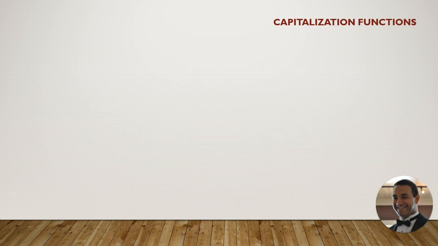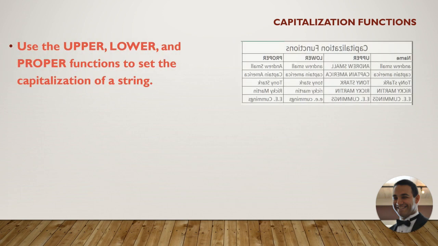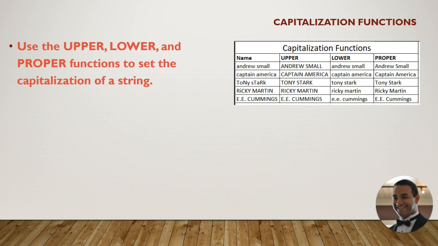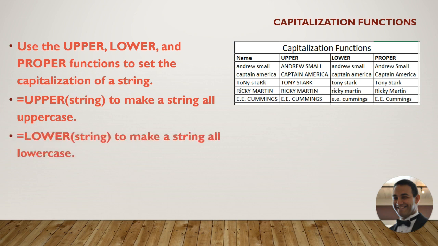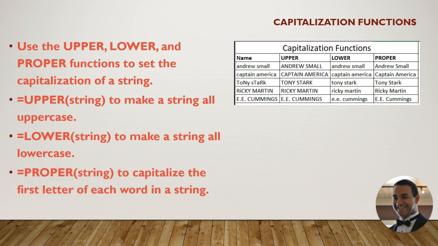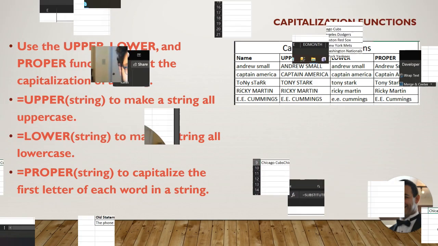This next group of functions I group together as capitalization functions. There are three of them, the upper, lower, and proper functions. And we use these to set the capitalization of a text string. We use equals upper and the string to make a string all uppercase. We use equals lower and the string to make a string all lowercase. And we use equals proper and the string to capitalize the first letter of each word in a string.